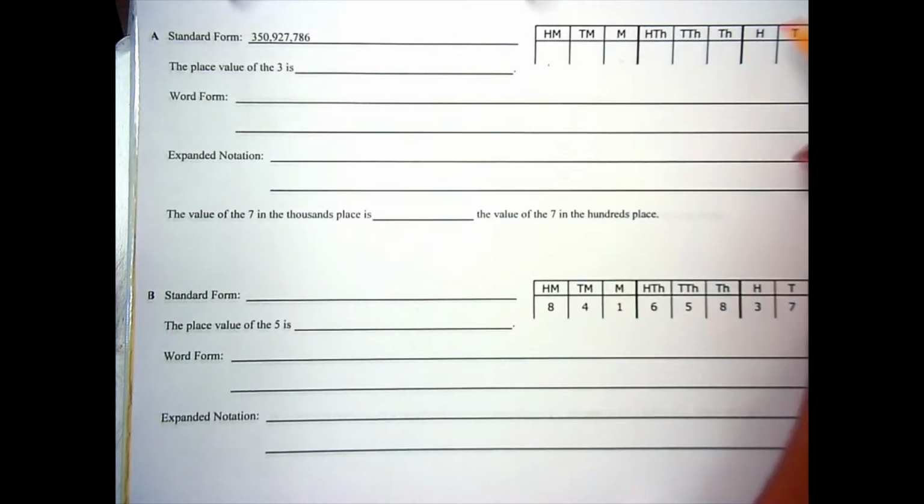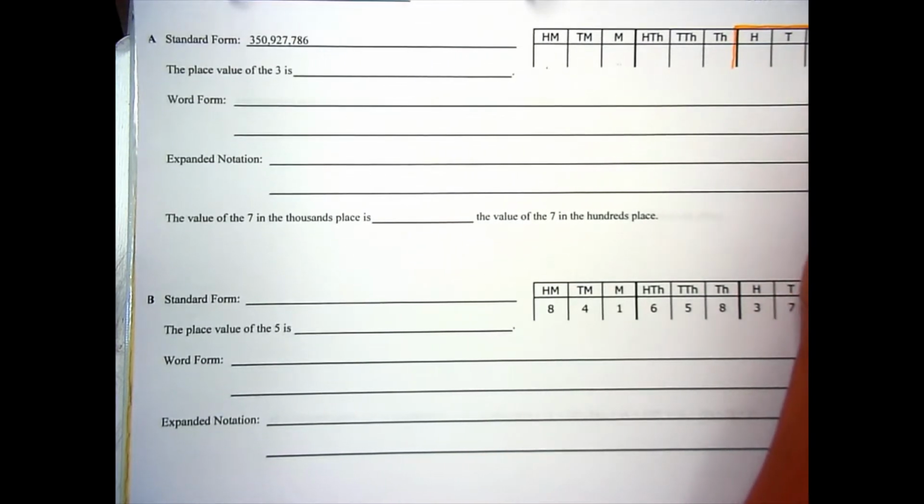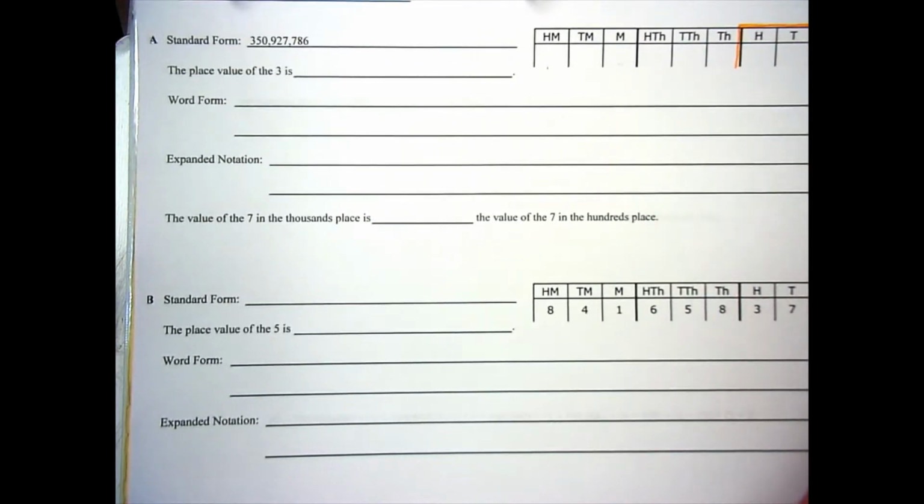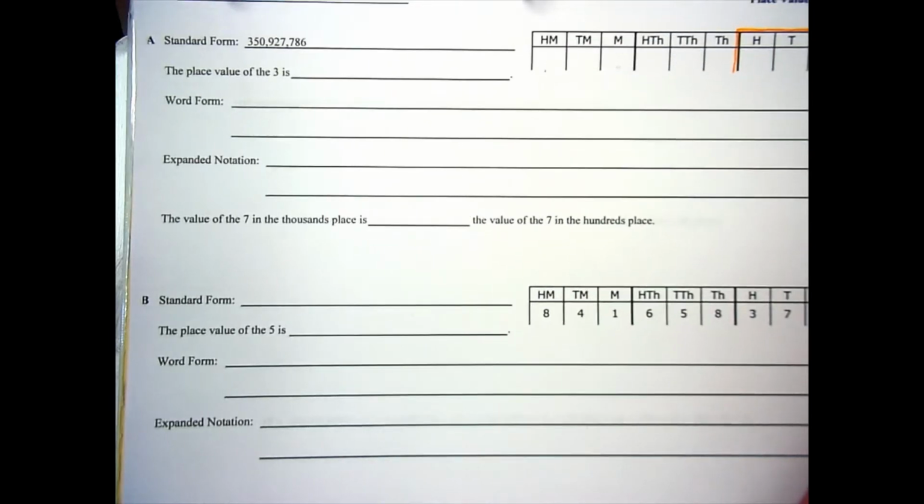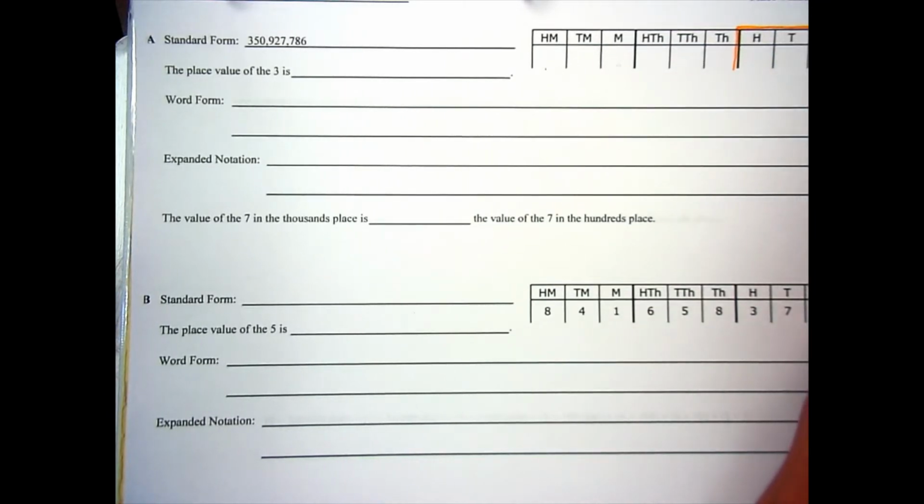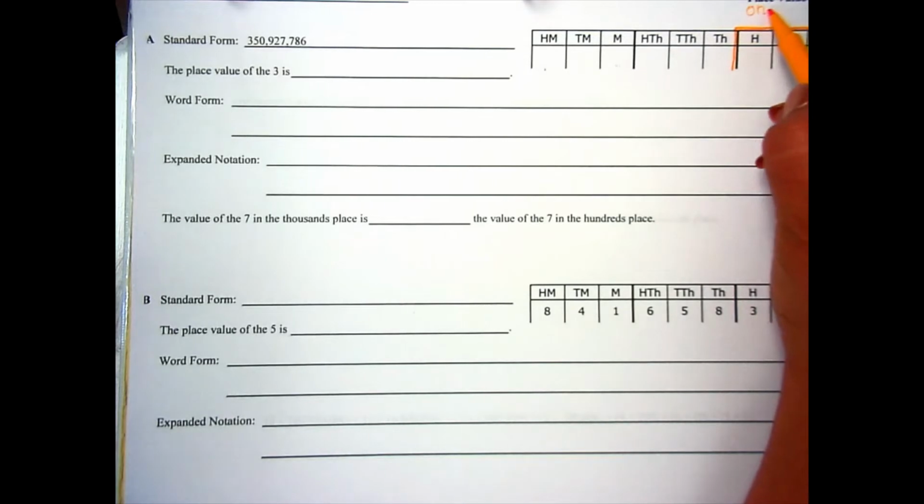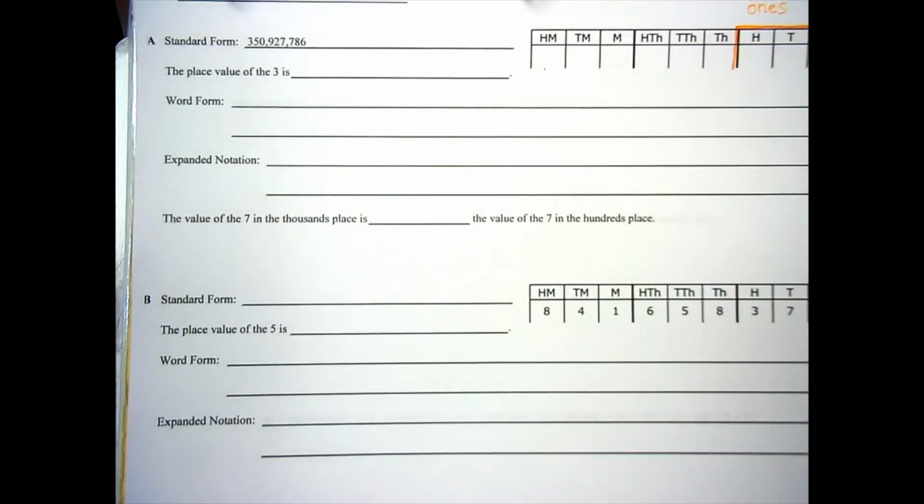Okay, so let's review our periods again. How many digits are in every period? Correct, 3. There's 3 digits in every period. So right here, boys and girls, what period is this? Your ones period. And again, I'm still going to continue labeling for a while, okay? Until we kind of get used to it.